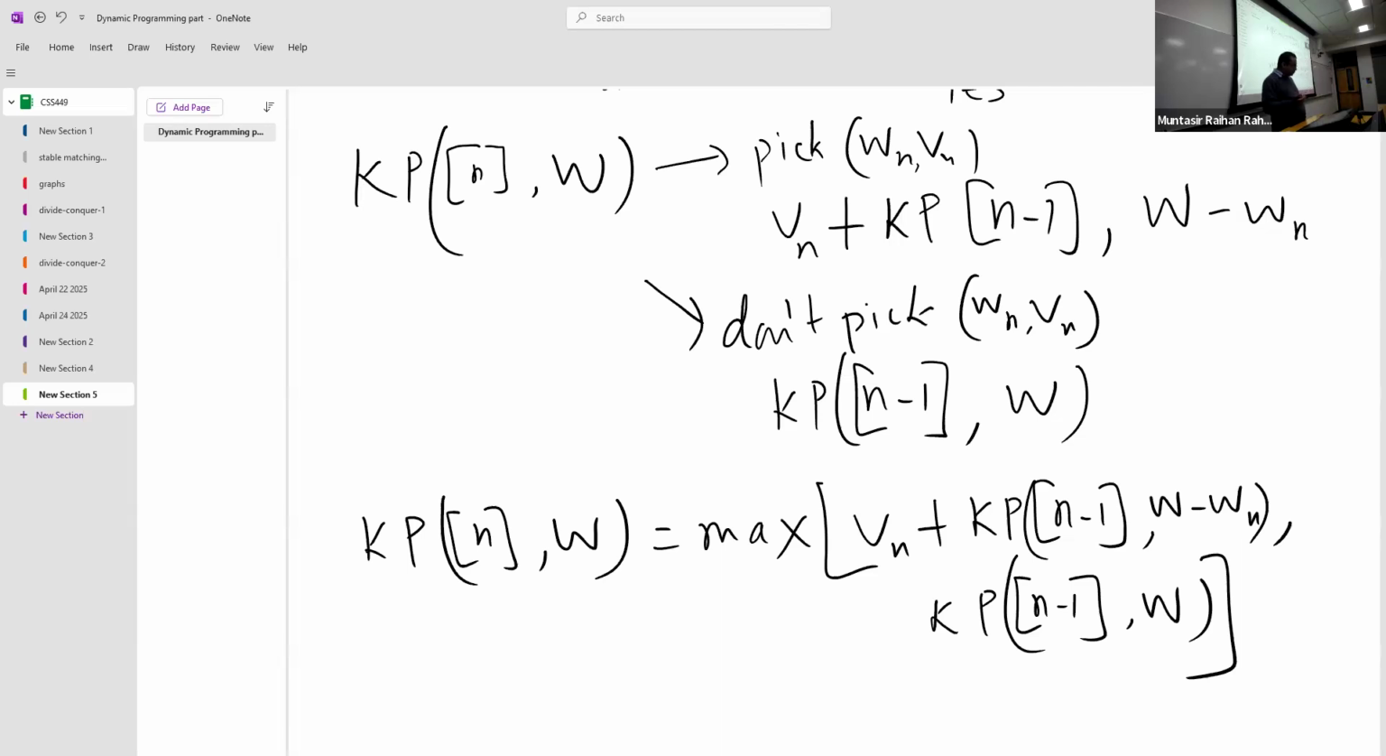Okay, so that's your recurrent solution. And then you will have some base conditions, and when we look at the table or algorithm, we'll specify them. But this is basically your recurrent solution.